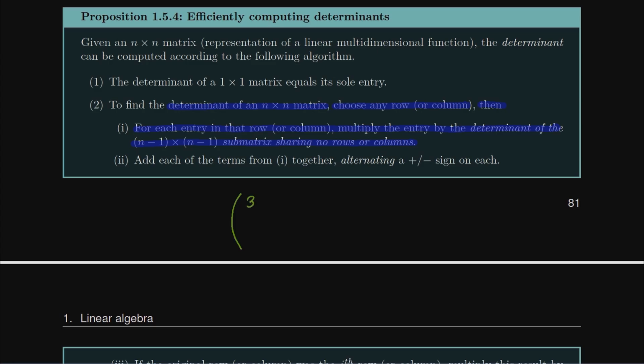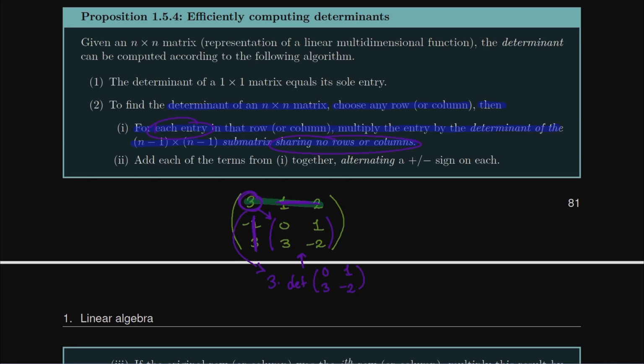Let's say I have a 3 by 3 matrix, 3, 1, 2, negative 1, 0, 1, 3, 3, negative 2. I'm going to choose any row or any column. Let's just choose the first row. And then for each entry in that row, I'm going to look at a 3, and go to the submatrix which shares no rows or columns. So I'm eliminating the column and the row of that 3, and I'm going to go to the submatrix, and then I'm going to say determinant of the submatrix 0, 1, 3, negative 2. And this 3 that I started with will multiply that determinant.